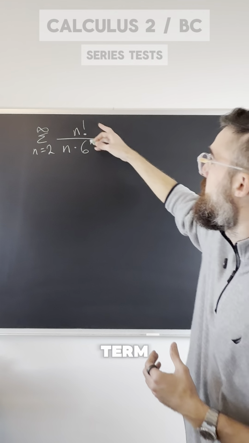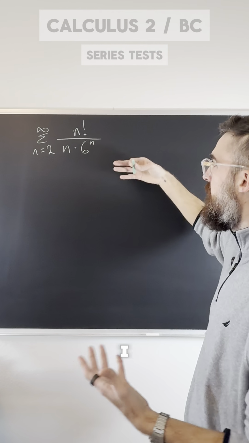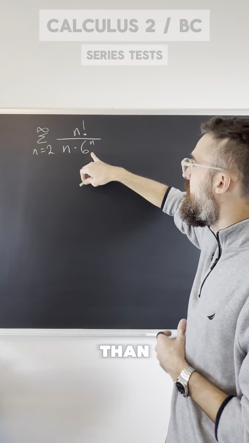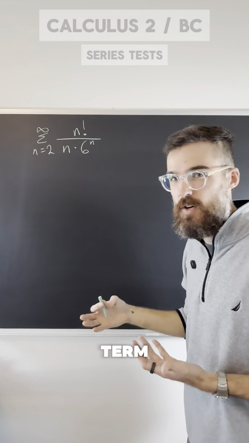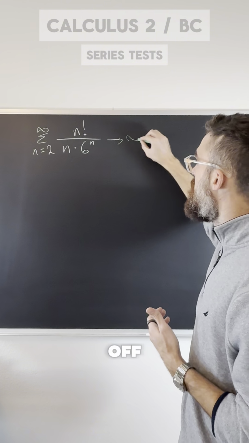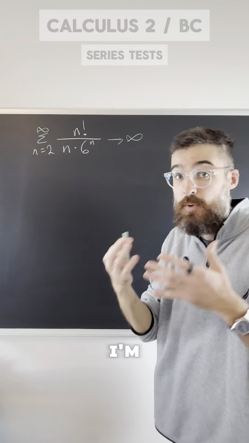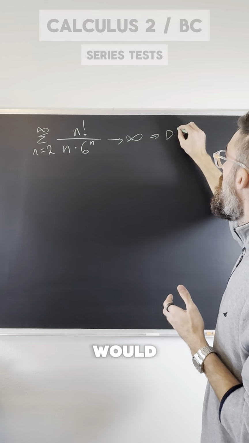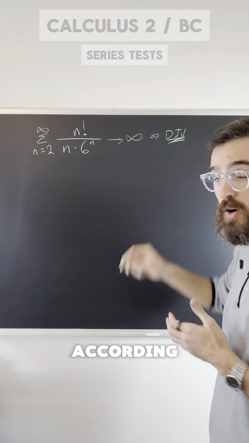Looking at the general term, if we let n approach infinity, what I would notice is that the factorial would grow at a faster growth rate than an exponential or a polynomial term, which makes me think that if I were to take the limit of this, it would push off to infinity. And if I'm going to infinity with my limit, that tells me that this series would diverge according to the divergence test.